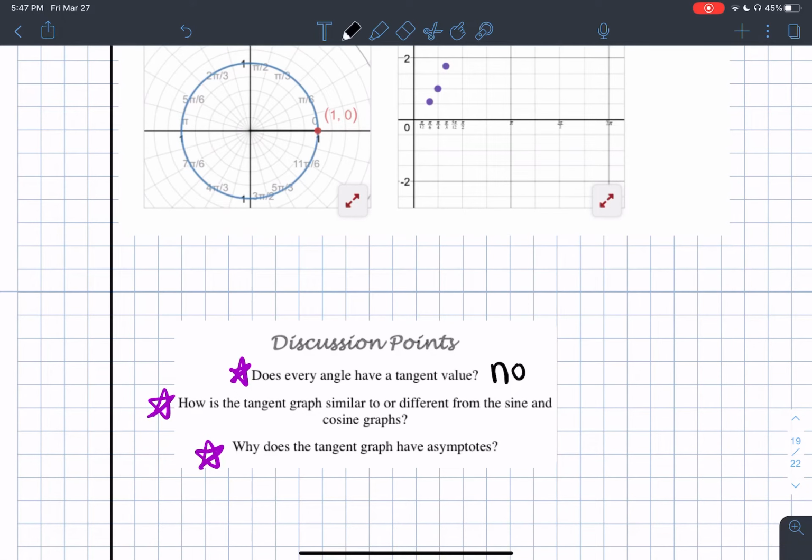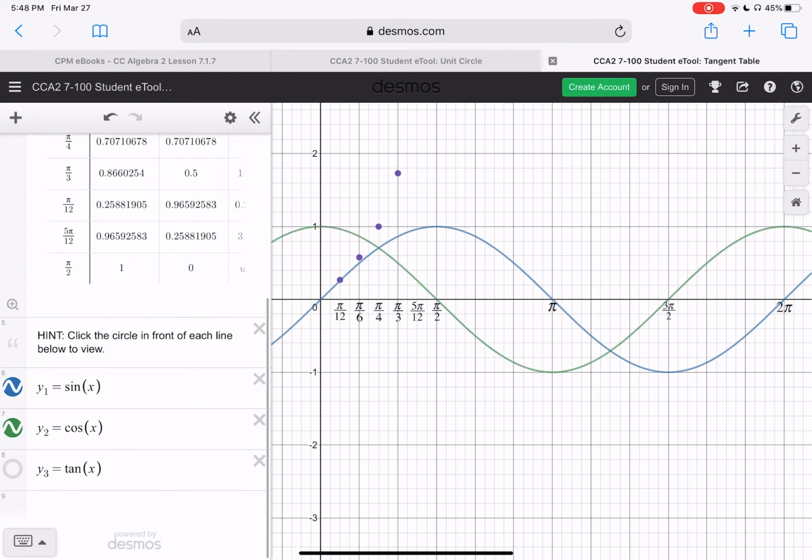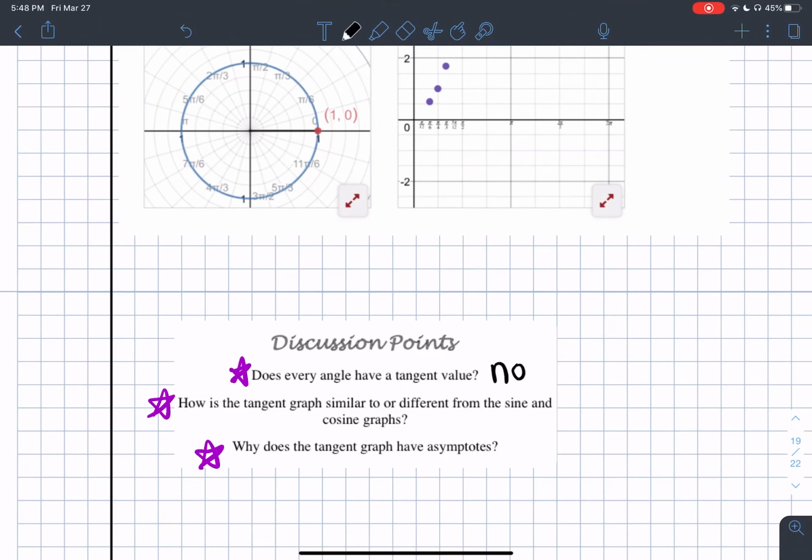For these last two questions, how is the tangent graph similar to or different from the sine and cosine graphs? And why does the tangent graph have asymptotes? I would like for you to answer these on your own using evidence from the two e-tools. Remember, if you go on this e-tool, you can click these little dots on the left to find your graphs and compare your sine, cosine, and tangent graphs. I also want you to tell me in your own words why you think the tangent graph has asymptotes.